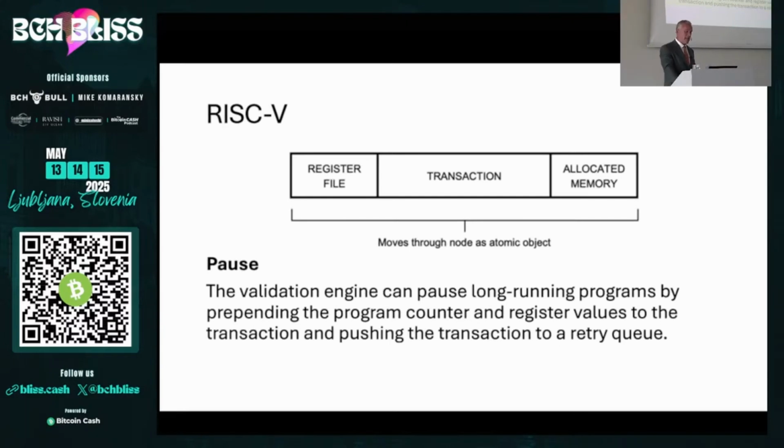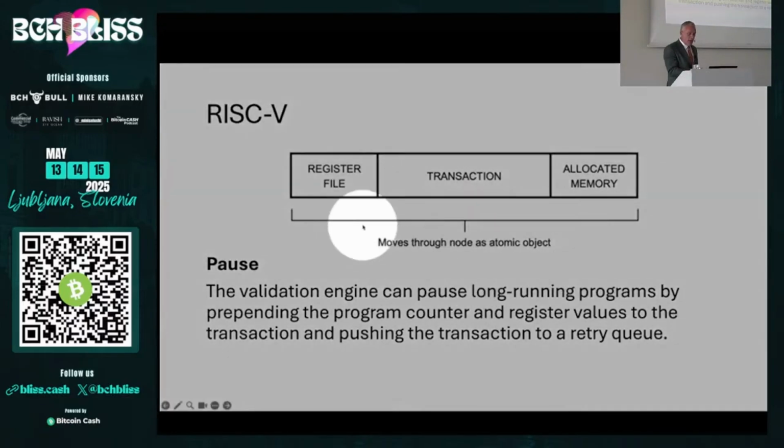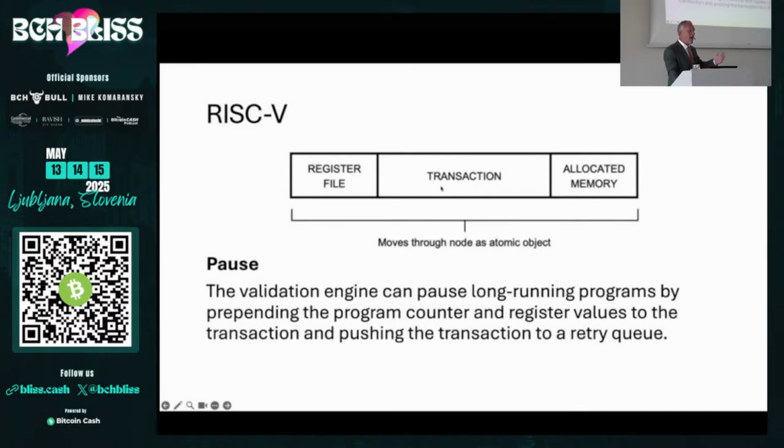So the mechanism here is called pause. So if the transaction validation engine thinks a program is taking too long, it can just pause it, and it does that by basically stopping the clock to the RISC-V machine. And then it copies all the values in the 32 registers and the program counter into a register file that it prepends to the transaction. And any of the allocated memory that's been used is at the end of the transaction. And then this binary blob moves through the node as an atomic object. So this is like a transaction that contains its own execution environment. So that might enter like a retry queue for trying it again later, the same way that a transaction would enter a retry queue if one of the inputs were missing.